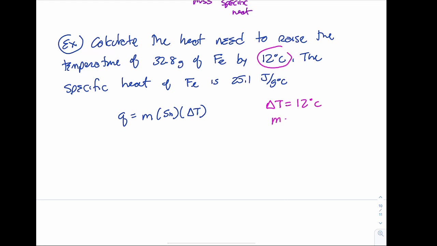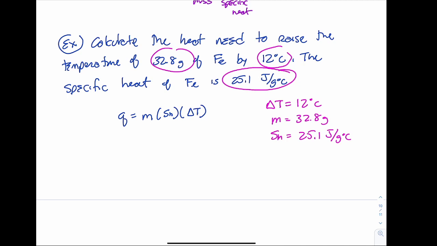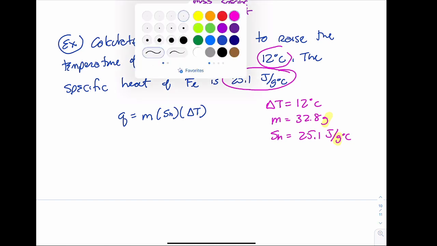My mass is given to us as 32.8 grams. And then my specific heat, which is S sub H, is 25.1 joules per gram degrees Celsius. We would just want to double check our units. If for some reason the mass was given to us in kilograms, we would need to convert it to grams, right, to get my units to cancel. We want to make sure that my temperature changes are all correct. So again, just really double check units. That's about the only way to make this part harder or more difficult.